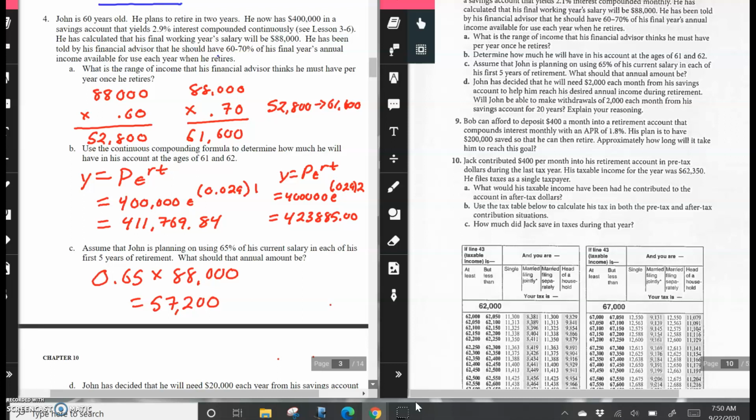And part C, assume that John is planning on using 65% of his current salary in each of his first 5 years of retirement. What should his annual amount be? So you're going to take your $88,000, which was your final working year salary, and multiply it by 65%. So that number is going to be $57,200.